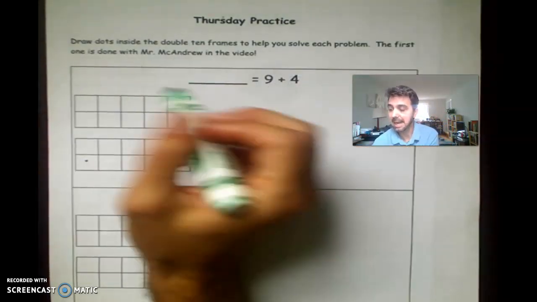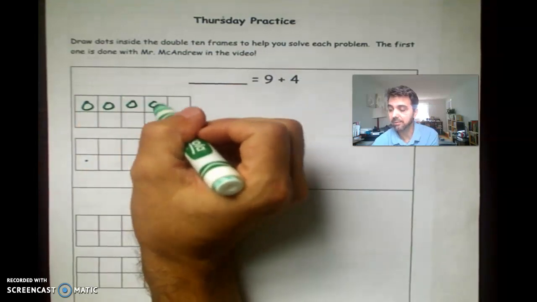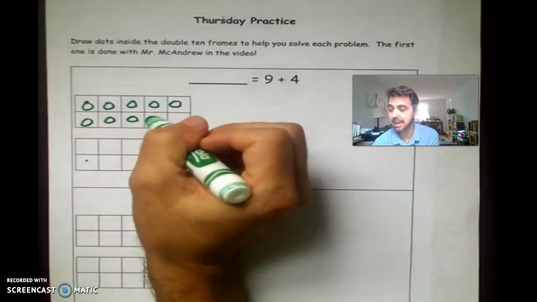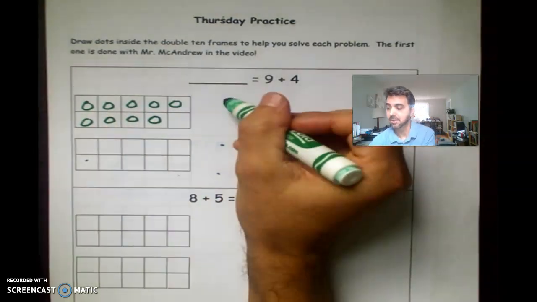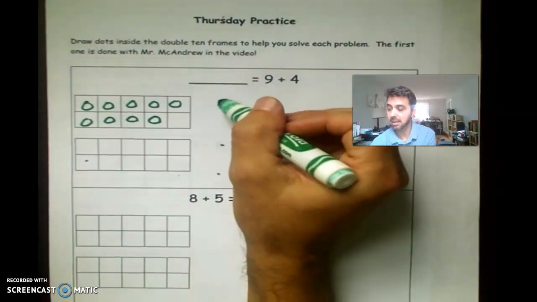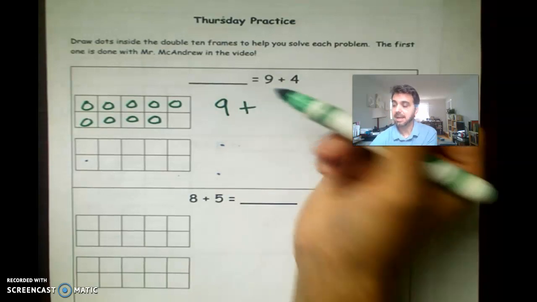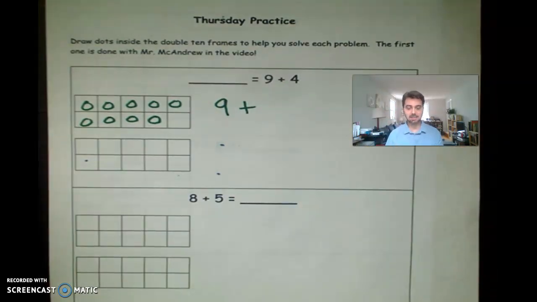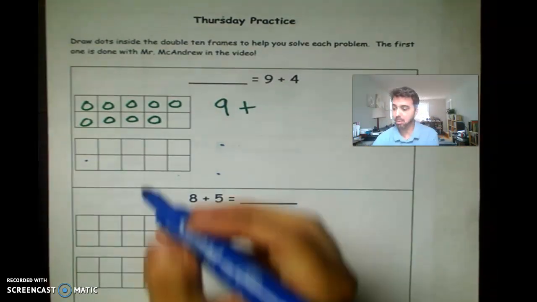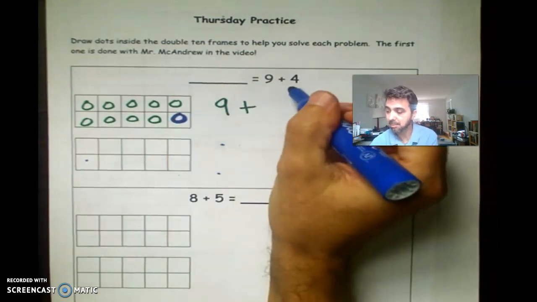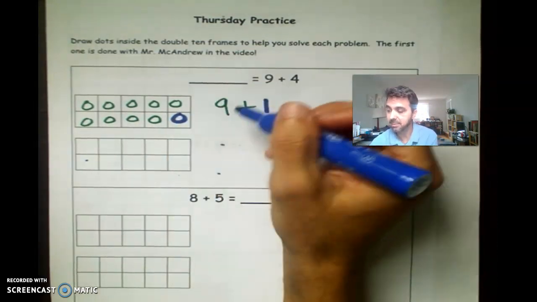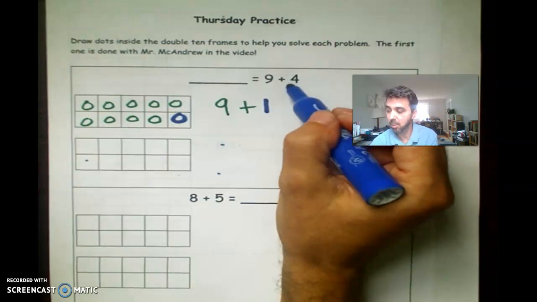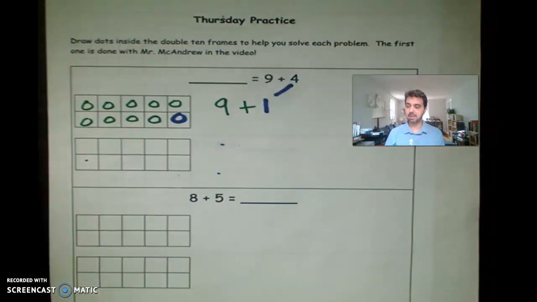So let's see, I've got 9 frogs. That's 1, 2, 3, 4, 5, 6, 7, 8, 9 frogs. So I have 9 frogs, okay. And I'm going to add, how many more frogs can I add to this box? I can add 1 more. So I'm going to do 9 plus 1. That gives me this 10. So this 4, right, is going to become 1.